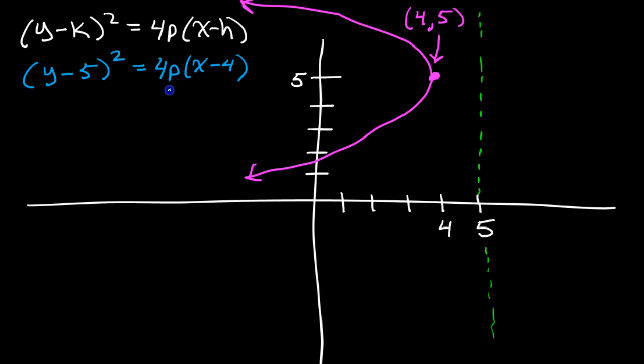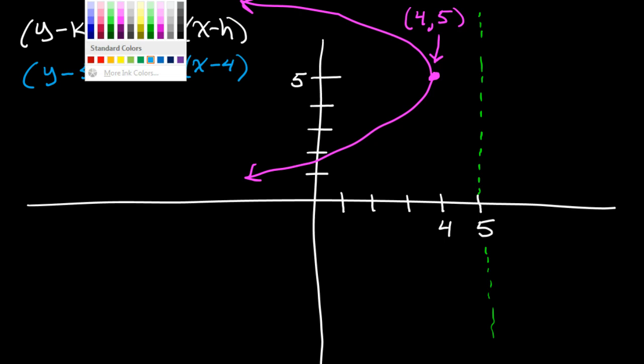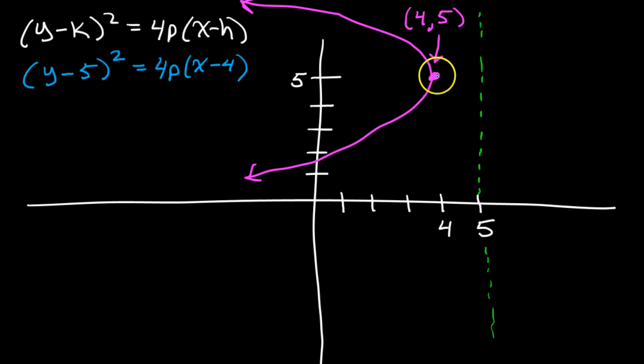Again, all we need is the p-value. The p-value is associated with the focus, which is going to be in here somewhere. But where? Well, we can use the directrix to help us. So how far is it from the vertex to the directrix? What is that? Well, the vertex is at 4 and the directrix is at 5. So that's a distance of 1. Because it's to the right, I'm going to call it positive 1. So that's the distance from the vertex to the directrix.